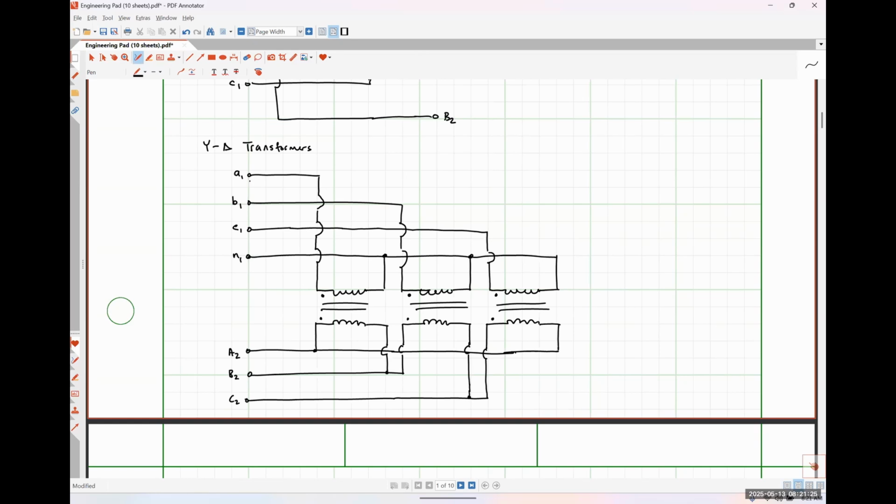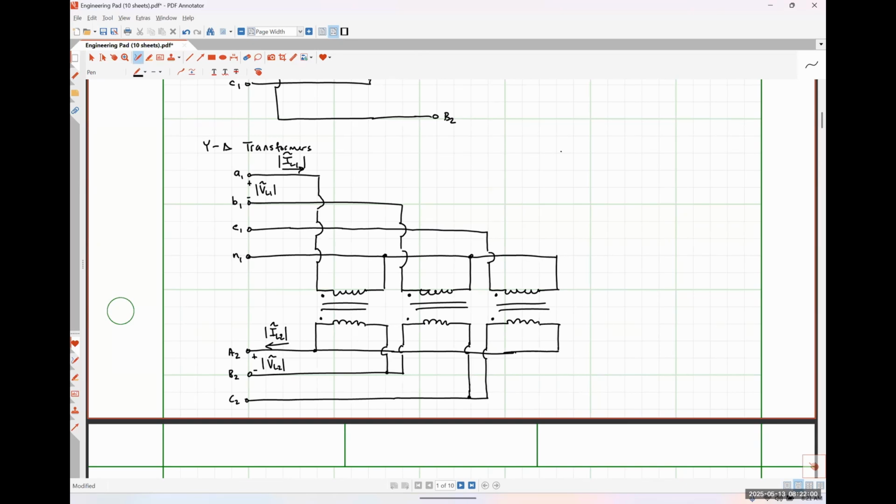So let's say that this voltage right here is VL1, and this voltage right here is the magnitude of VL2. This will be our current flowing in, IL1, and this will be our current flowing out, will be the magnitude of IL2, like so.